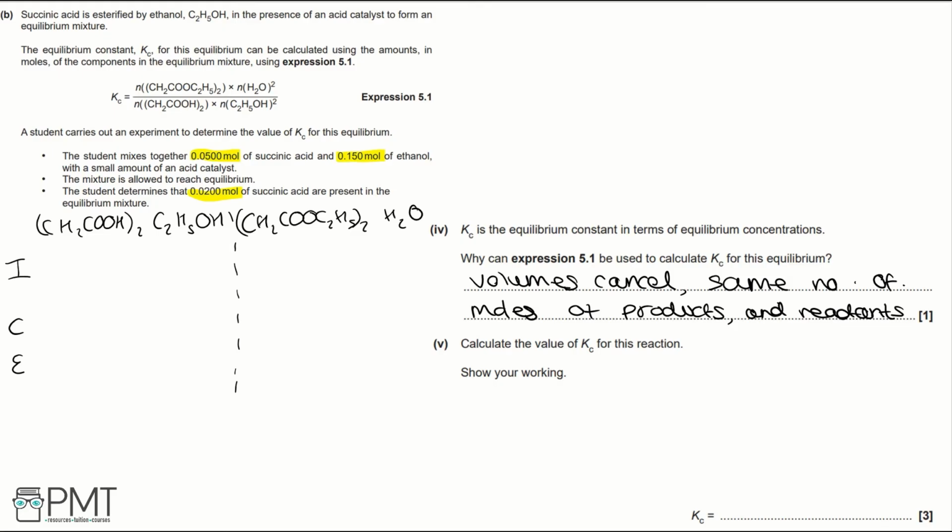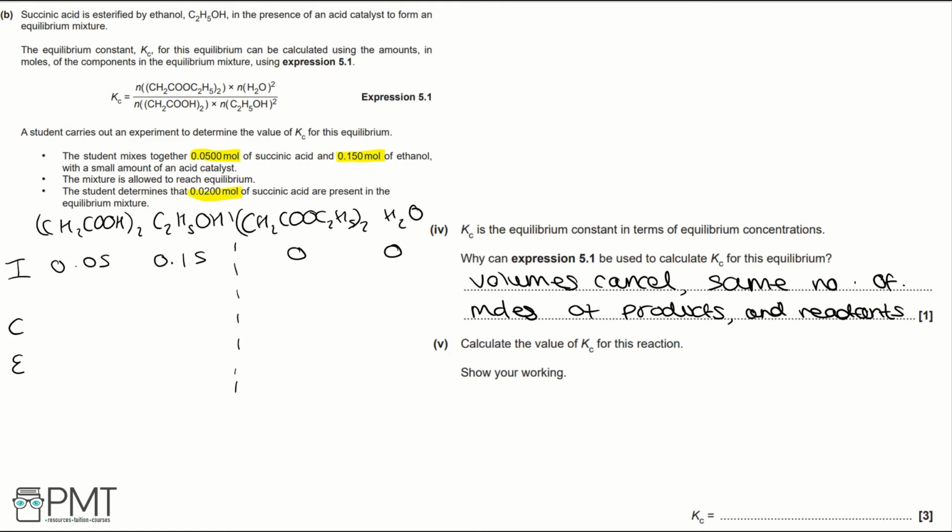I stands for initial number of moles, and our products initially would have 0, so we can fill this in the table. We're told that initially we have 0.05 moles of succinic acid and 0.15 moles of ethanol in our mixture. We then need to work out the change.